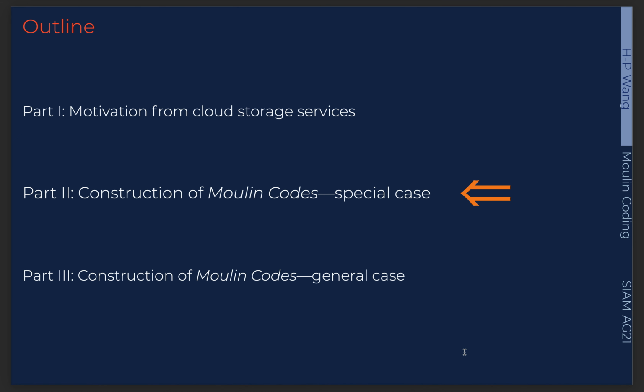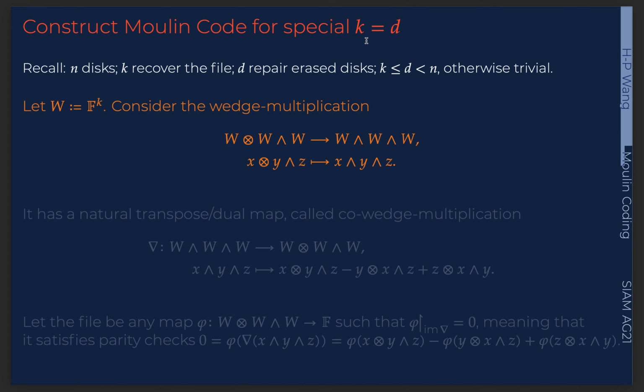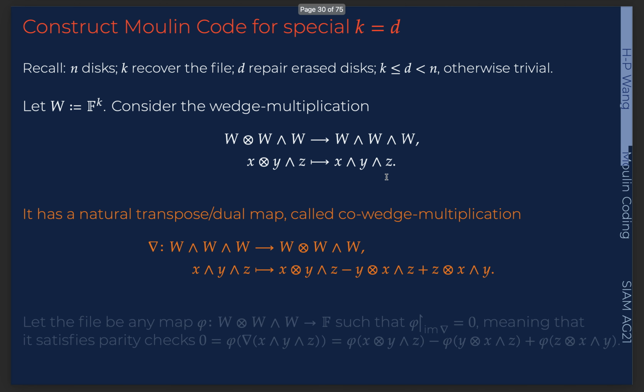So now I can go over the construction of Moulin Code for the special case, where d equals k. Let W be F^k, and we consider the following wedge multiplication map that maps x tensor y wedge z to x wedge y wedge z. It has a natural transpose map called the co-wedge multiplication that maps x wedge y wedge z to x tensor the other two minus y tensor the other two plus z tensor the other two.